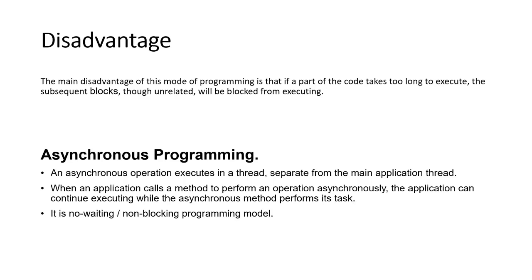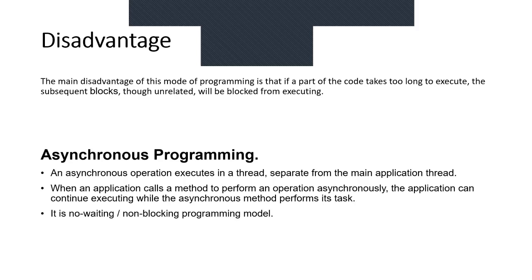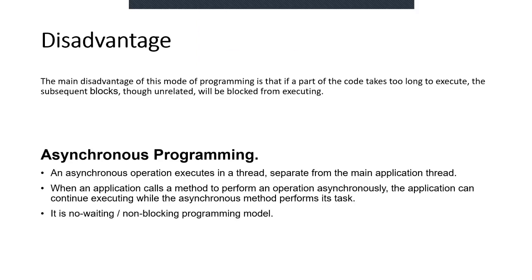For example, when an application calls a method to perform an operation asynchronously, the application can continue executing while the asynchronous method performs its task. Looking at the disadvantage of synchronous programming that we saw above, where all the code blocks have to wait for the current code block to finish executing, in asynchronous programming it's the other way around. There is no blocking that happens.